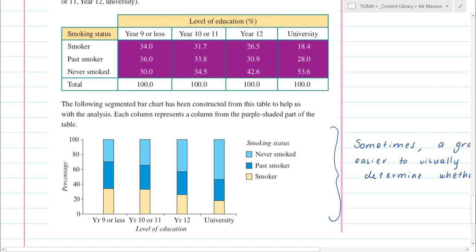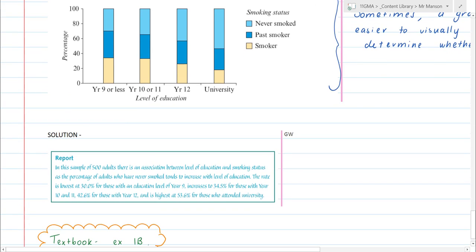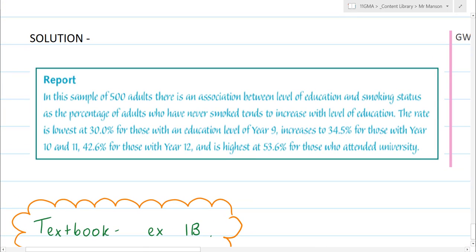And so that's important. With the report, your feedback might be something like this. In your sample of 500 adults, there's an association between the level of education and smoking status, as the percentage of adults who have never smoked tended to increase with level of education. The rate is lowest at 30% for those with an education level year 9. You'll note here that this report has quoted the data that they've used to make the summary. The summary is the first sentence, the data is the second sentence this time, but it's the same thing. It's a 2-sentence report with quoted data and a conclusion.